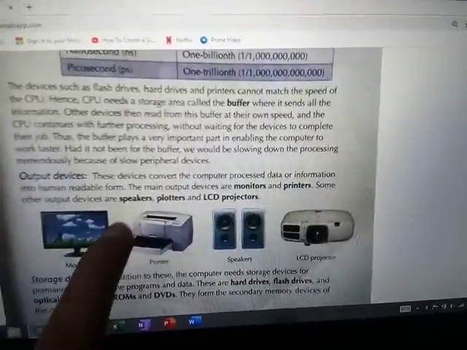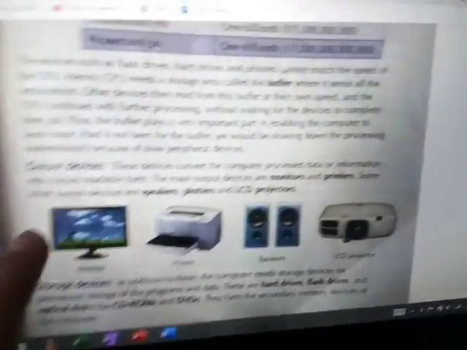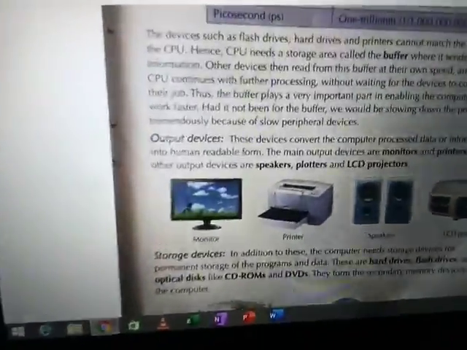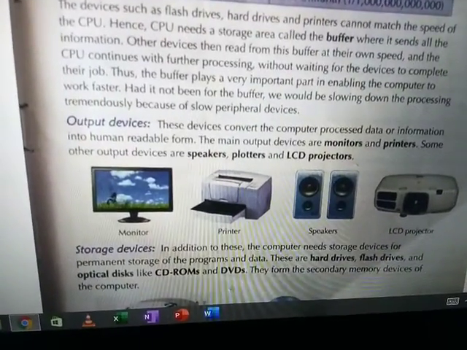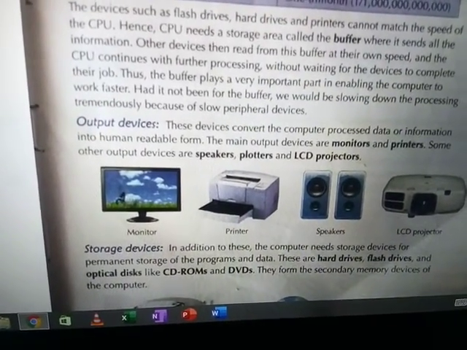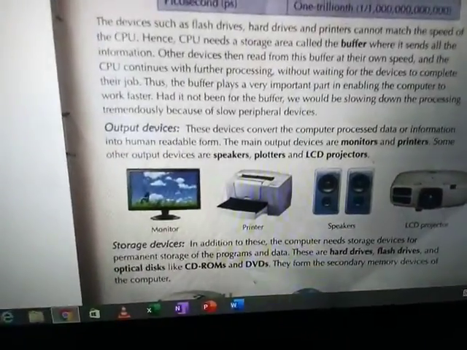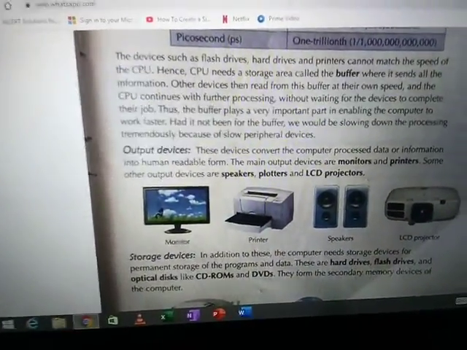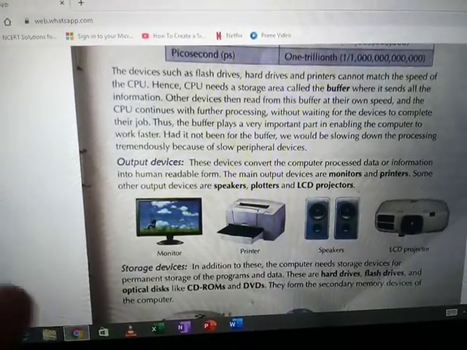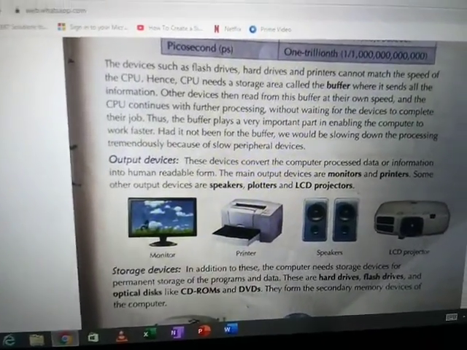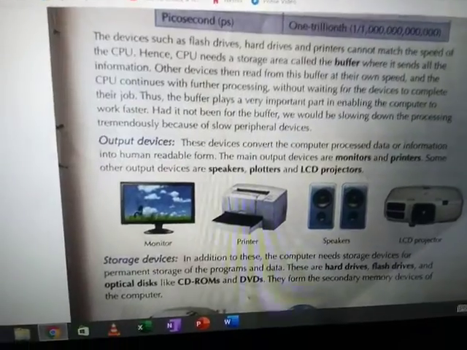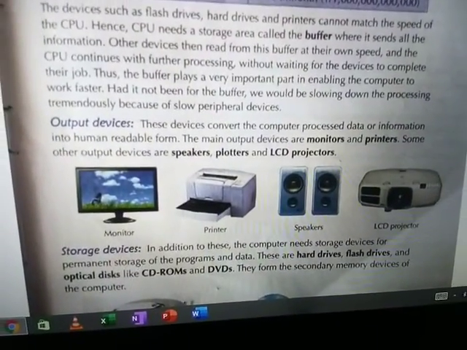Next, finally here comes the output device. An output device is also a hardware device that you can touch and feel. Till now we saw hardware devices: input device, central processing unit, output device. But all these things are what? Hardware devices.